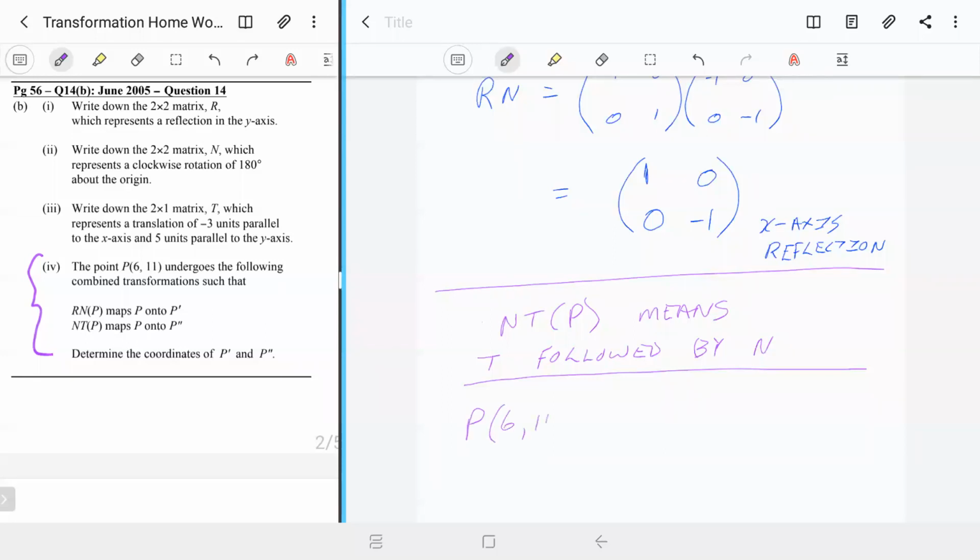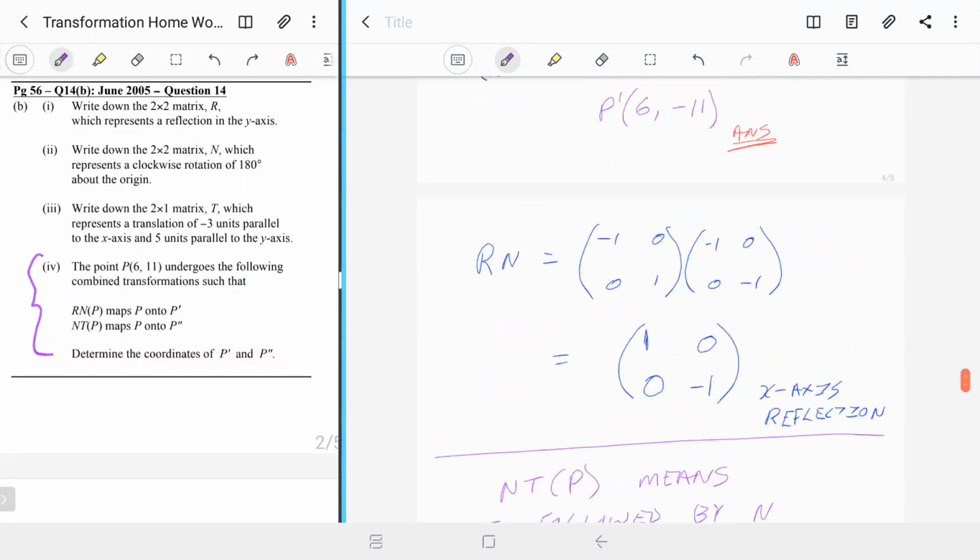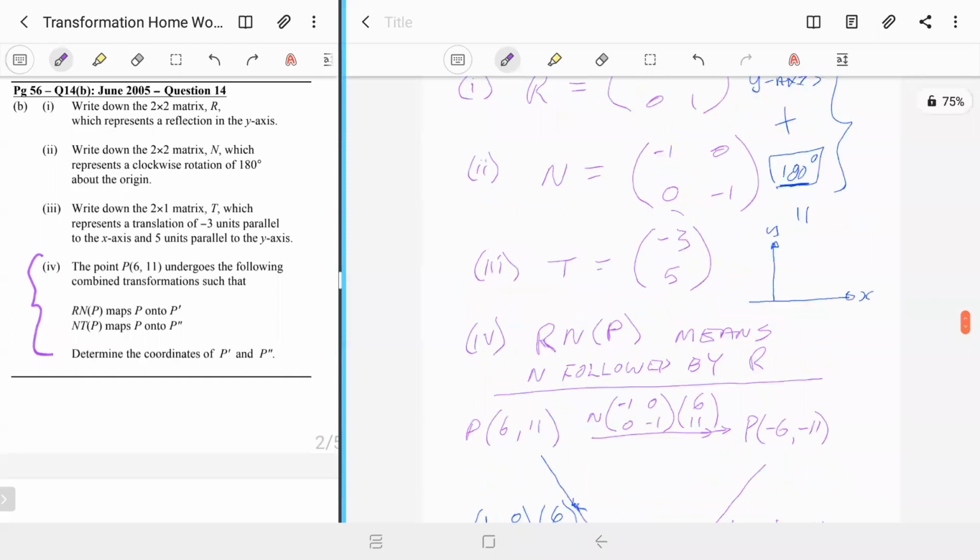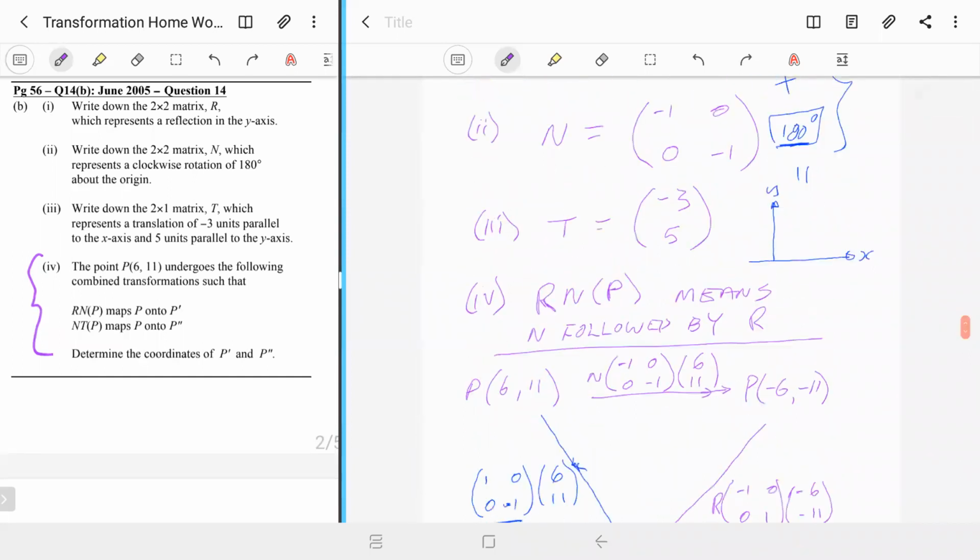Or you apply a translation, you add the matrix to the point. So start with T. I'm going to do the transformation first. Easy way to put it, P is (6, 11), and you add the translation to it. And the translation was what? Negative 3, 5. Negative 3, 5 is the translation. T. See here? Negative 3, 5. See there? Negative 3, 5 is the translation.